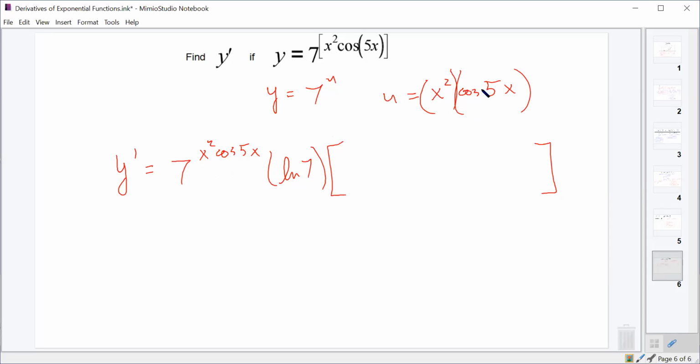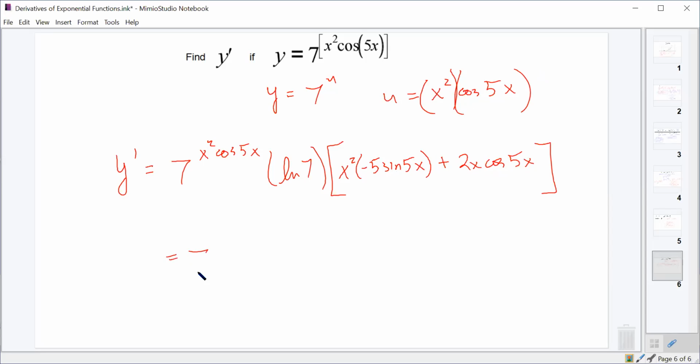No, this is a product of two functions. So this has to be done using the product rule. So we've got x squared times the derivative of cosine 5x. Well, what's the derivative of cosine 5x? Negative 5 sine 5x. Oh, yeah. Plus 2x cosine 5x. There's the product.